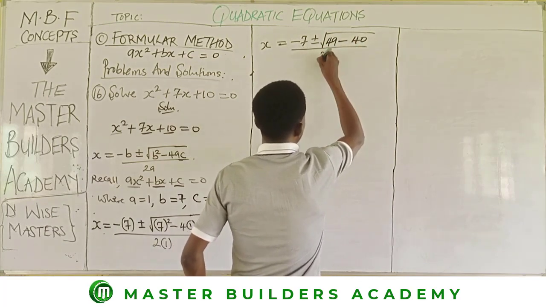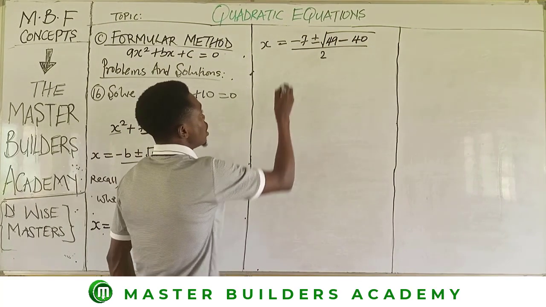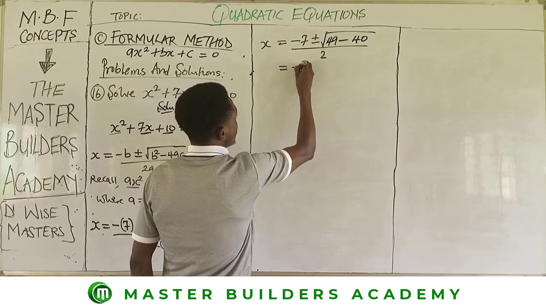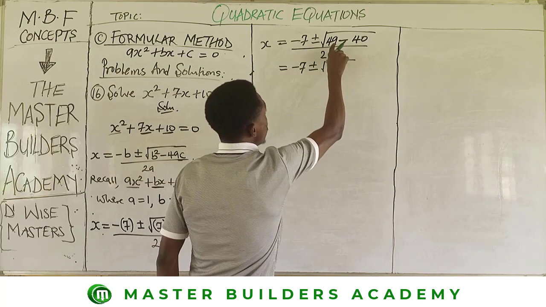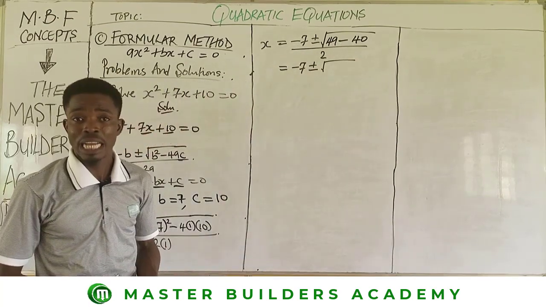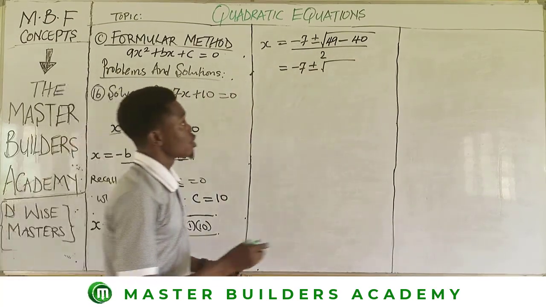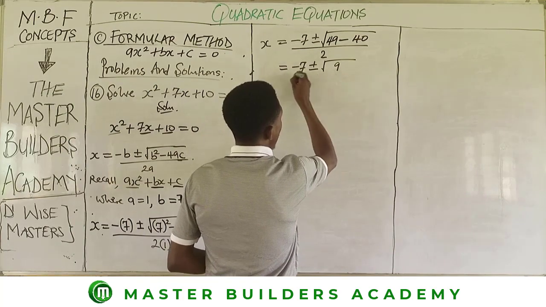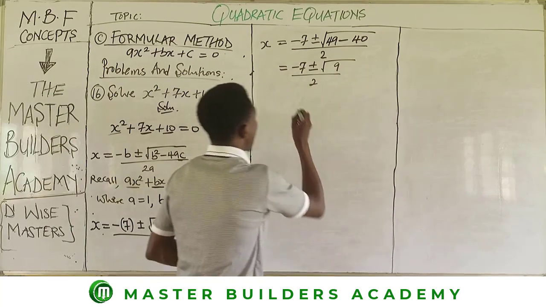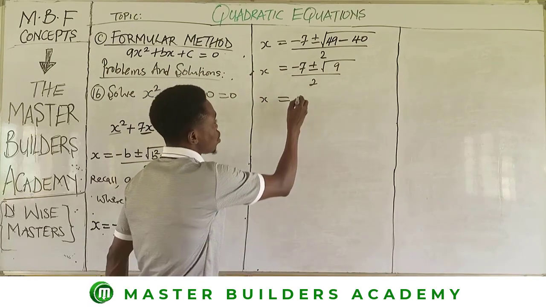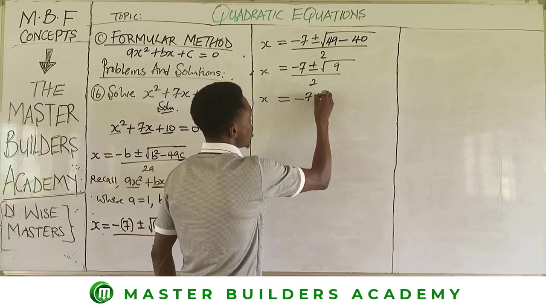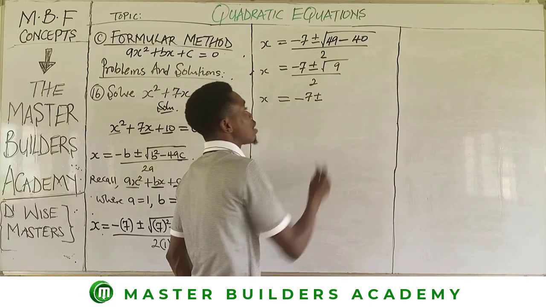All over 2a, and 2 times 1 is 2. Then the next thing we are quickly going to have is minus 7 plus or minus the square root of. Now, 49 minus 40, guys, that would have given us 9. So this will give us square root of 9 all over 2. Now, also, guys, the next thing we have is minus 7 plus or minus. What is the square root of 9?